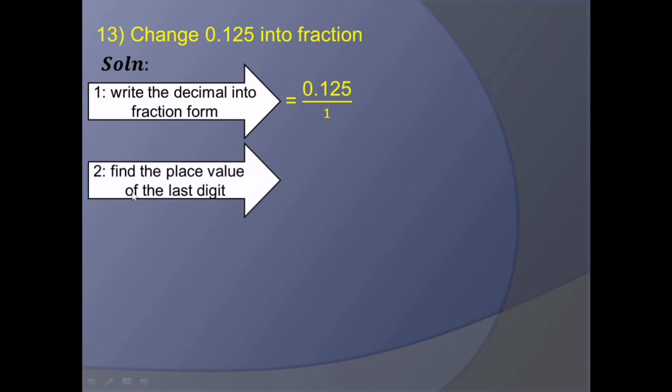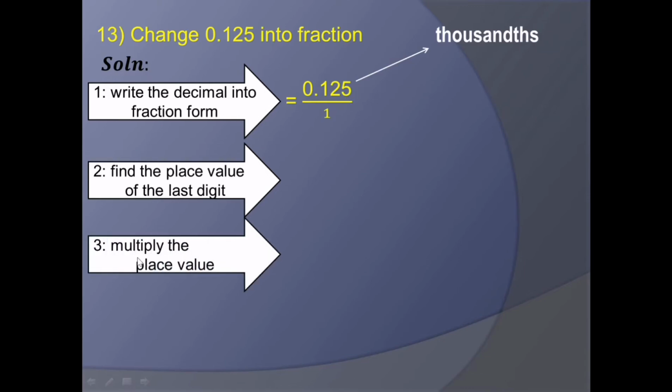Then after that, find the place value of the last digit. So this is tens, hundreds, thousands. Therefore, the last digit is in the thousands place value. Then the third step is to multiply by the place value. The numerator and denominator should be multiplied by 1000. So therefore, we have 0.125 over 1 times 1000 over 1000.